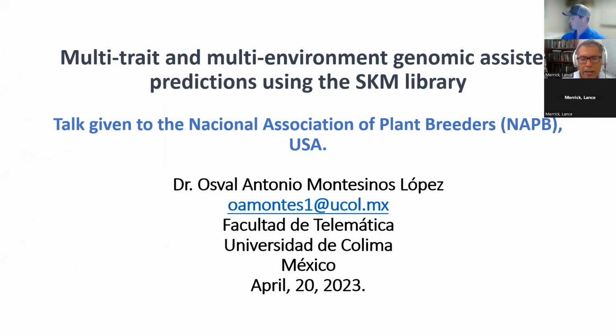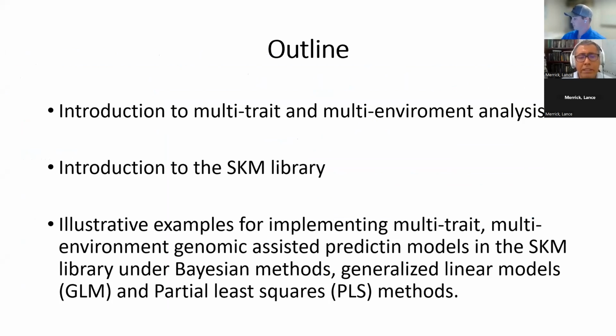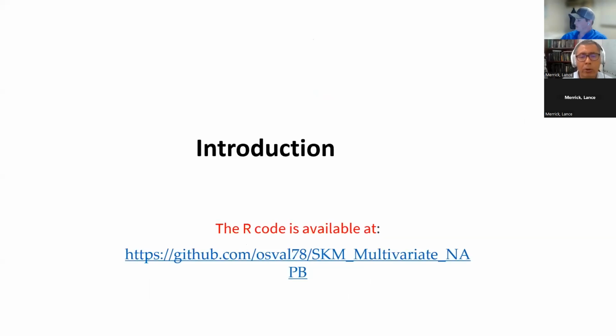I divided the presentation into three parts. The first is an introduction to multi-trait and multi-environment analysis. In the second, I will talk about the SKM library. And in the third part, I will provide an illustrative example for implementing multi-trait, multi-environment genomic assisted prediction models in this library under three methods: Bayesian methods, generalized linear models, and partial least squares. I will start with the introduction.